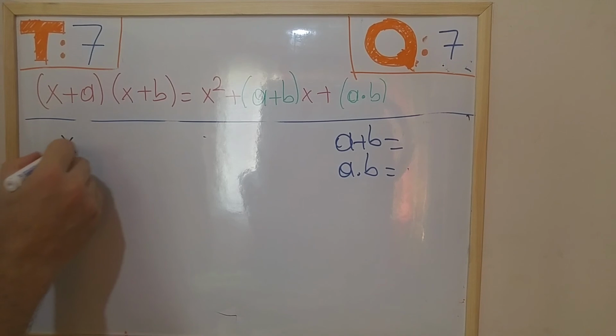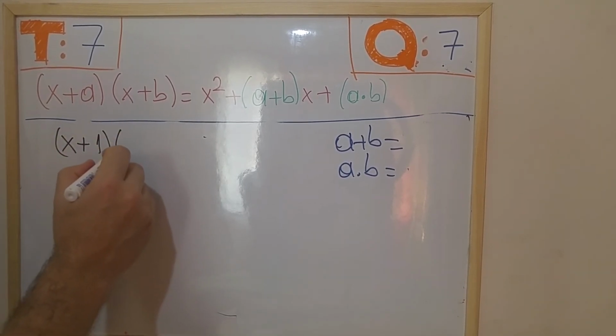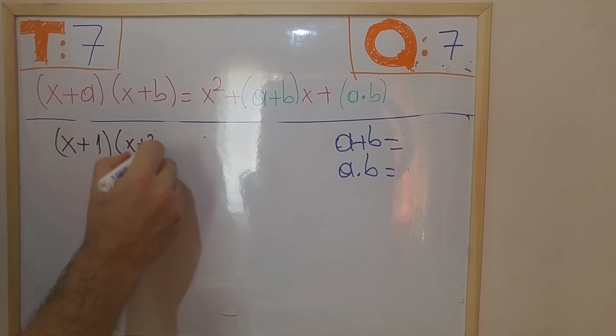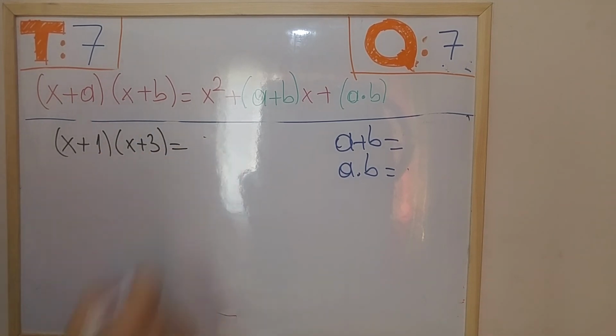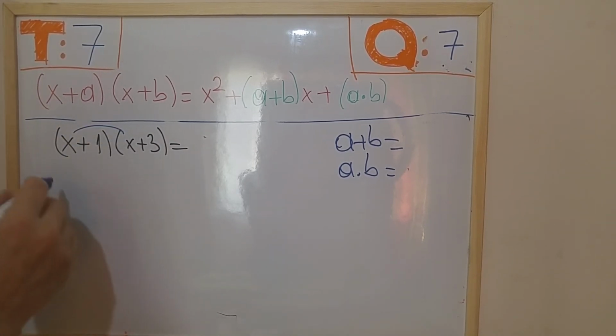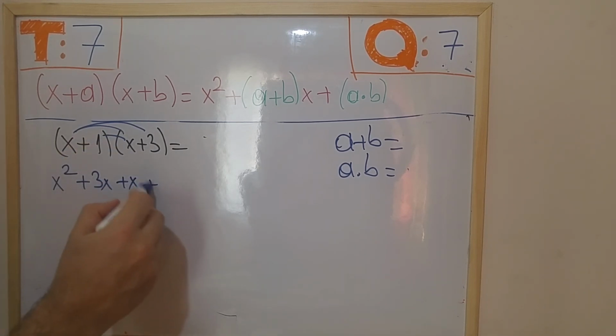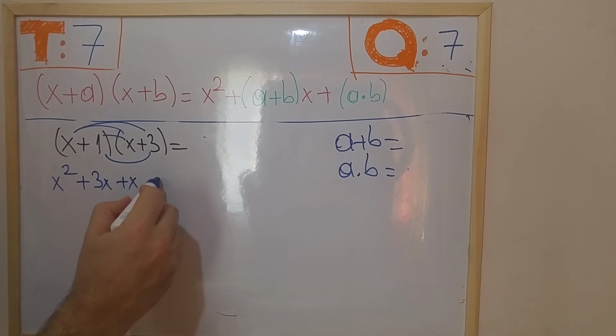In this question, we are expected to expand parentheses. Let's do it with a different pen. Let's say x times x is equal to x squared. And then we have 3 times x plus 3x. And then we have another x plus x. And then we have 3 times 1 is equal to 3.